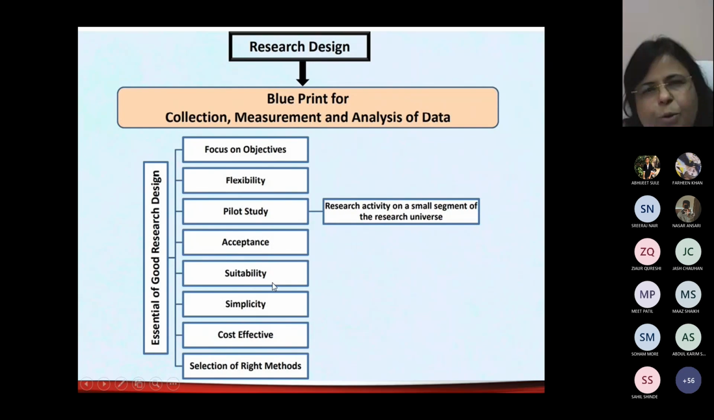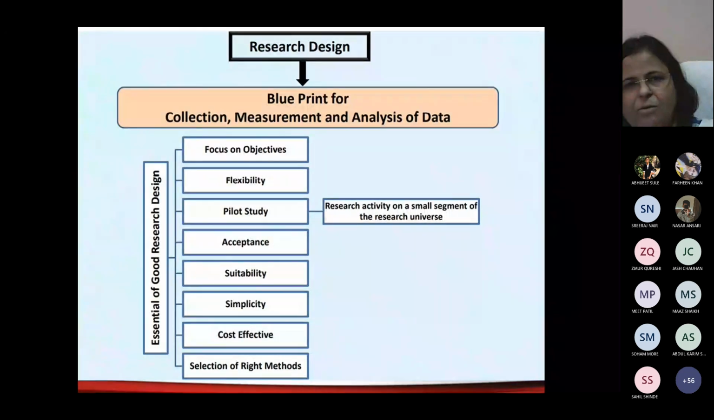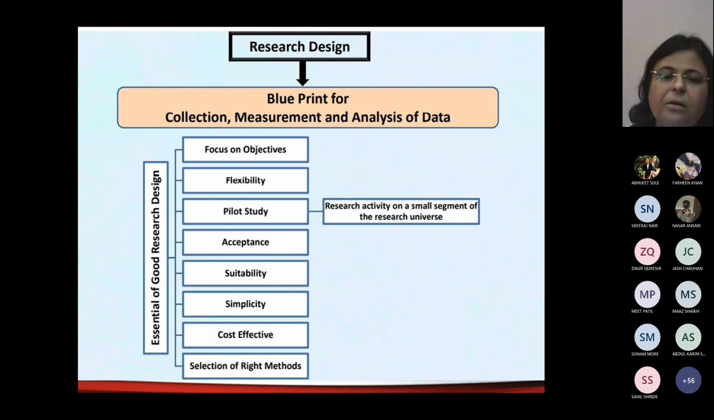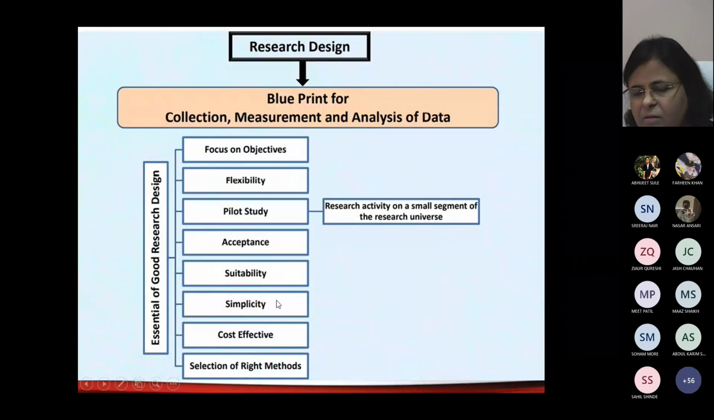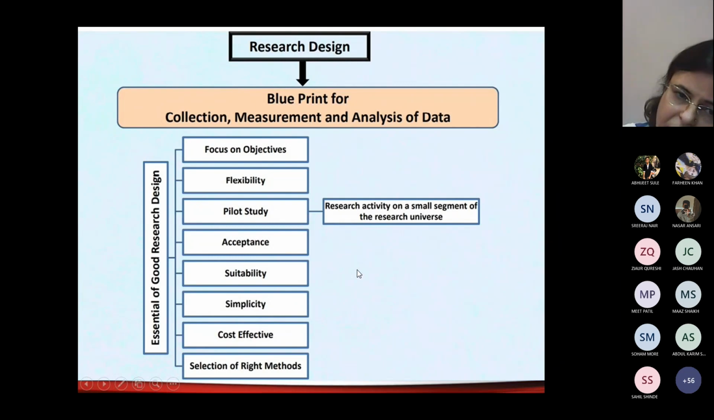Suitability: your blueprint should suit your inclination towards the research. As I told you, it cannot be a mismatch. Fine. Simplicity: as simple as possible research, but in depth and your own work. Don't complicate your research. Don't use big, complex words, but have a meaningful research. Okay. Cost effective goes without saying. Selection of right methods, again repetitive, the same old thing. So these are the essentials of a good research.